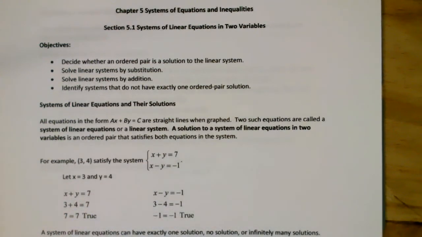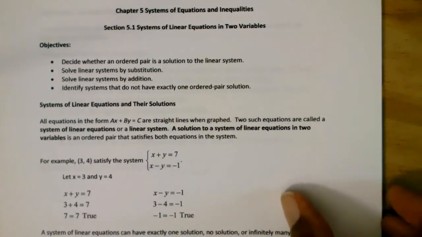So in x plus y equals 7, we substitute the x with 3 and the y with 4. And if we add 3 plus 4, we should get 7, and we do. So that's true for the first equation. Now for the second equation, which is x minus y equals -1, again, we substitute the x with 3 and the y with 4. So here 3 minus 4 would give you -1, and it does equal -1. So we can say that the ordered pair 3, 4 is the solution to that linear system, x plus y equals 7 and x minus y equals -1.